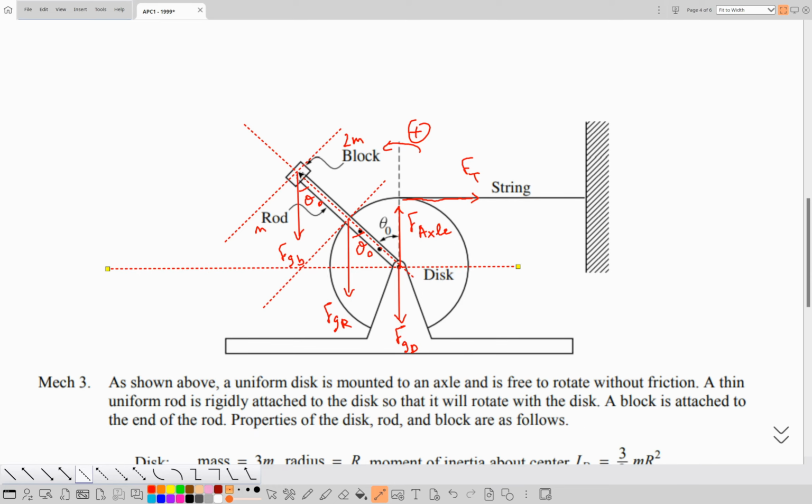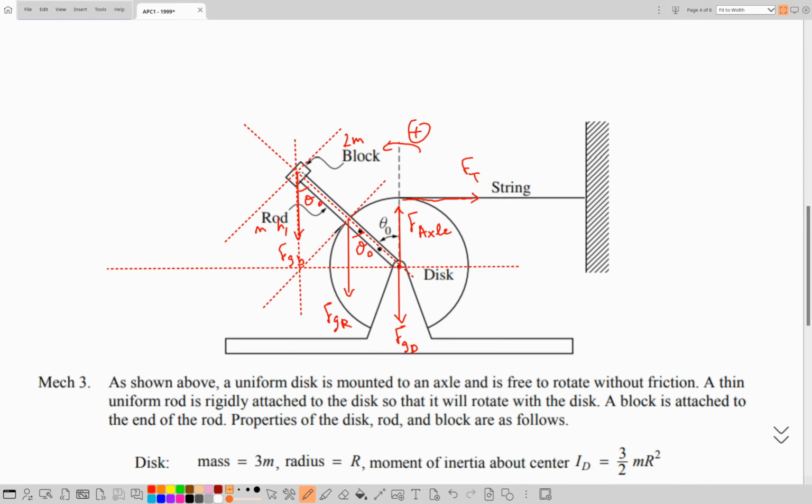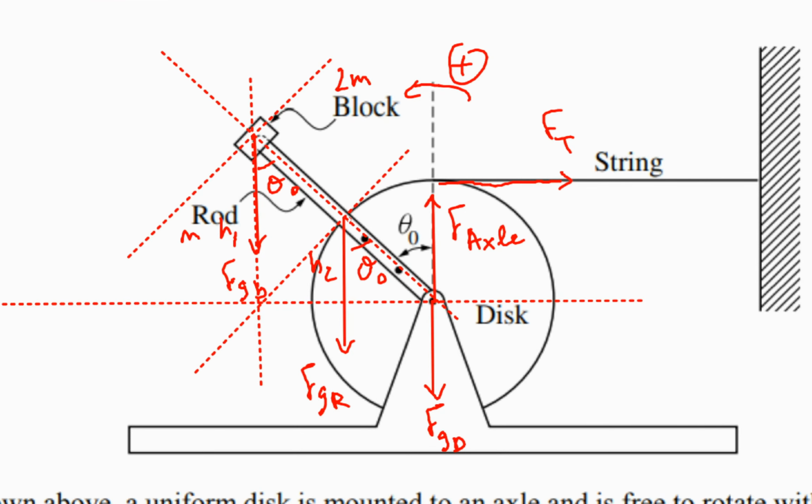And that's the initial center of mass of the block. So let me say that would be H1, the distance from the center of mass of the block to the PE level, and let me say H2 would be the vertical height of the center of mass, sorry, that's for the block, that's for the rod, to the PE level.